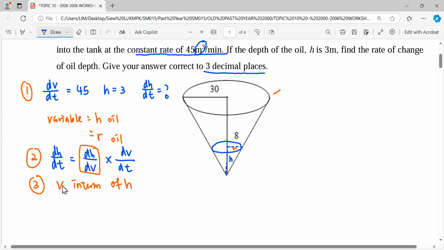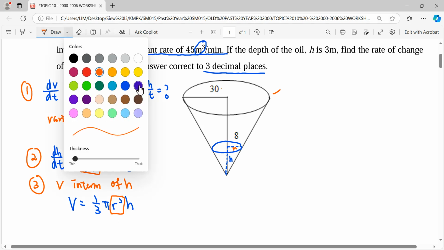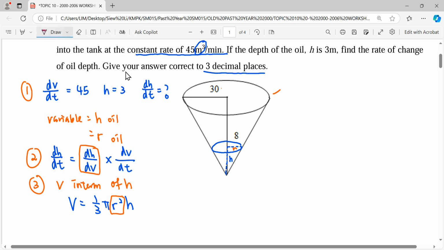So volume. The volume of the oil follows the container shape. Since this container is a conical tank, the volume of the oil is also in the shape of a cone. So the conical volume will be 1/3 pi r squared h. This is the radius r and this is the h. And we want V in terms of h, which means our r here we need to substitute in terms of h.